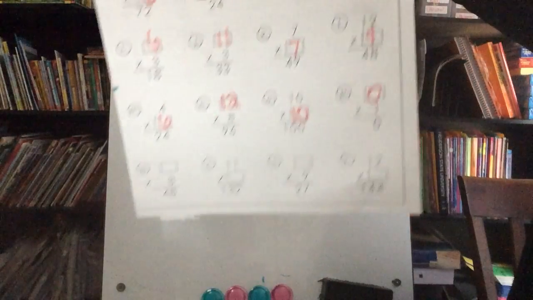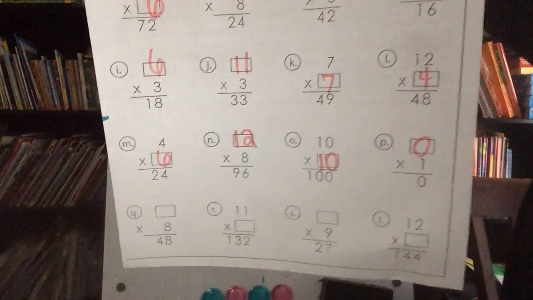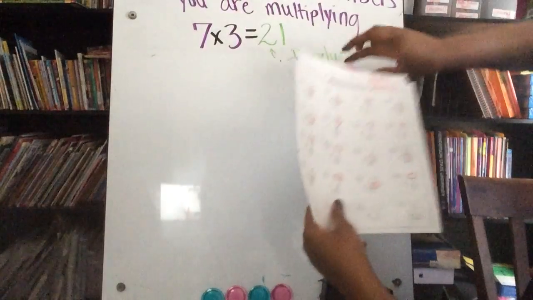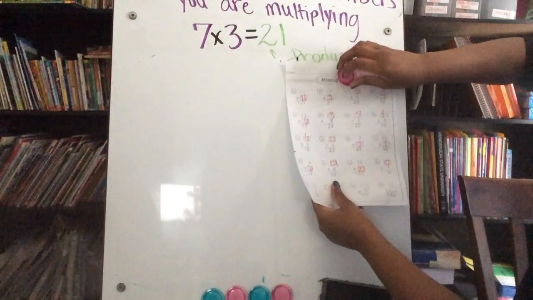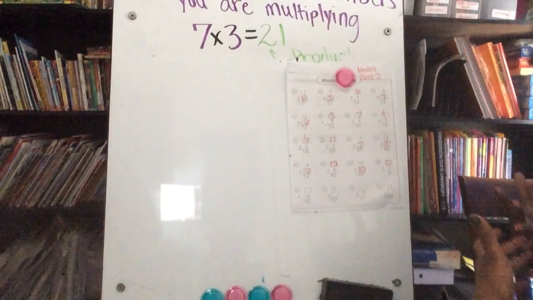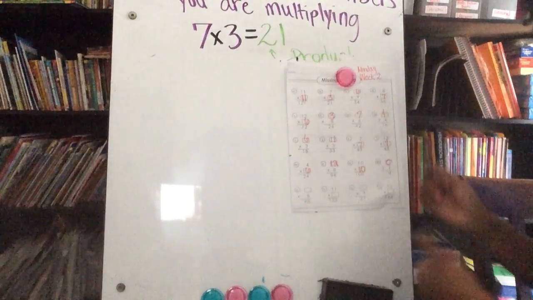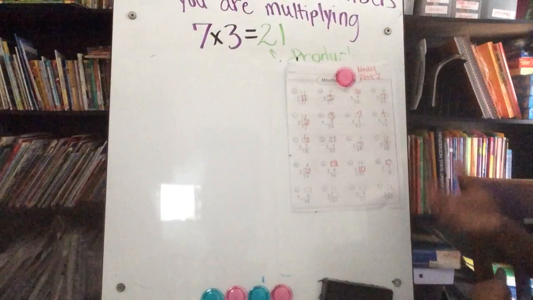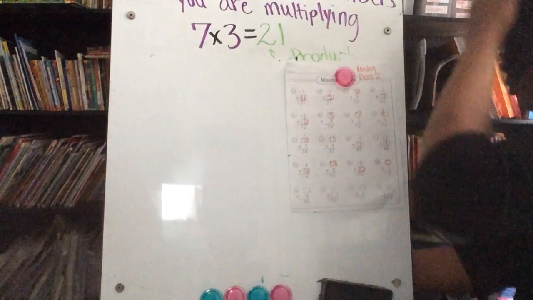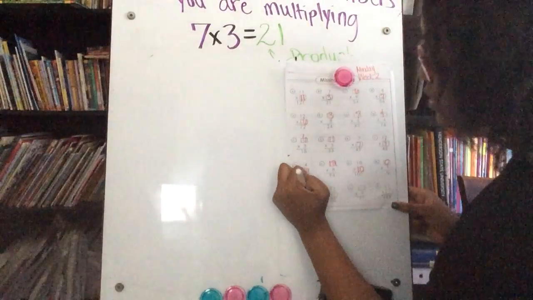On Q, this one says something multiplied by 8 equals 48. In my classroom, we do a chant. And we know if it's something times 8 and it equals 48, we say 6 and 8 went on a date and sat at table 48. So the missing factor on Q is 6.